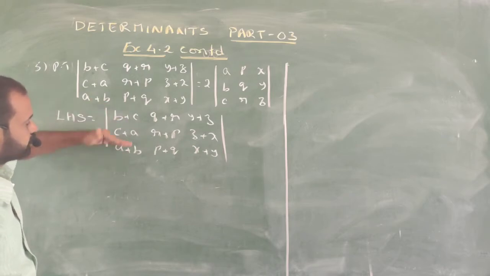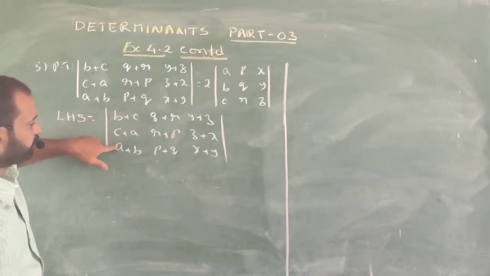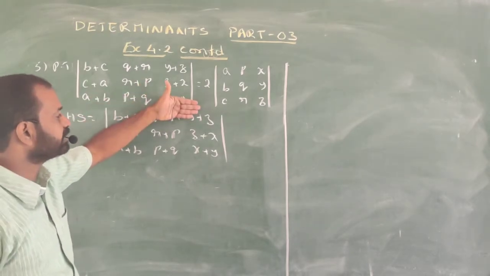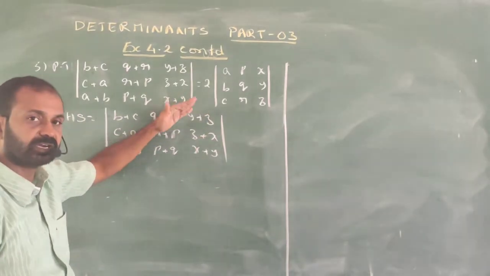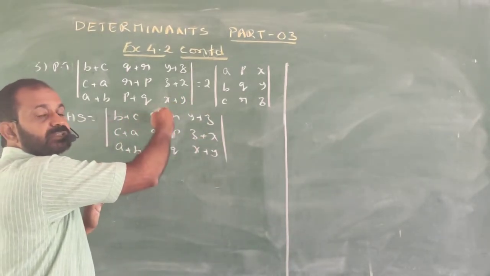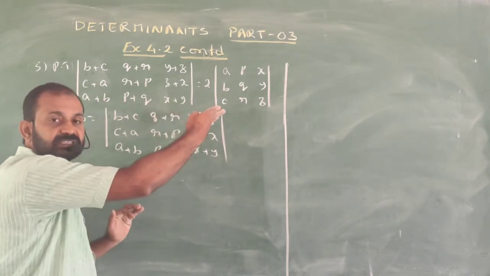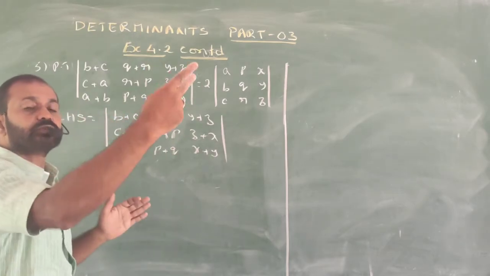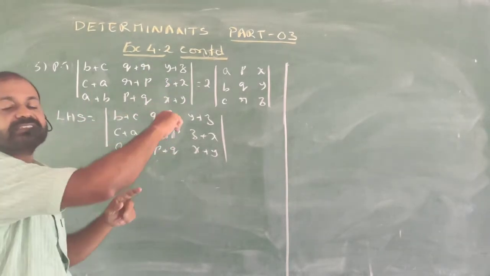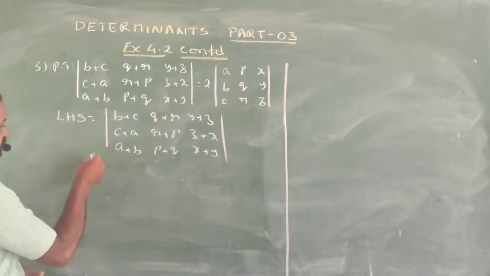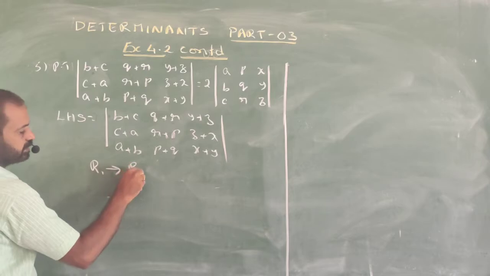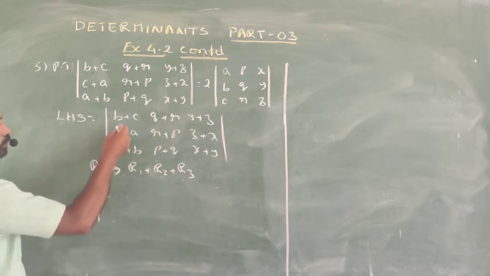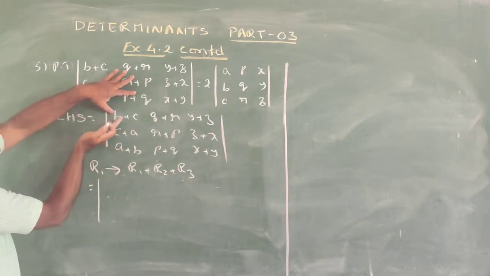When I add all these rows, it will become twice of a plus b plus c, twice of p plus q plus r, twice of x plus y plus z. So I am unable to take the common as it is, but I can take 2 as common. So that method is not working out here. Let me see it. That is R1 as R1 plus R2 plus R3.